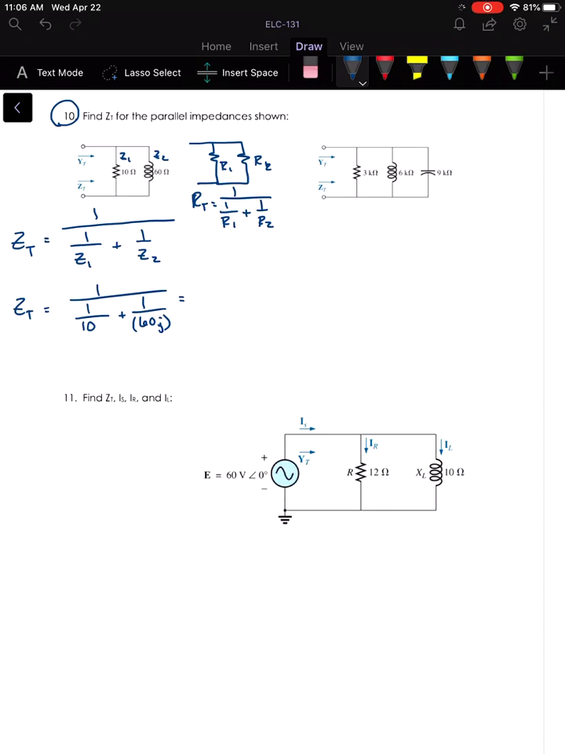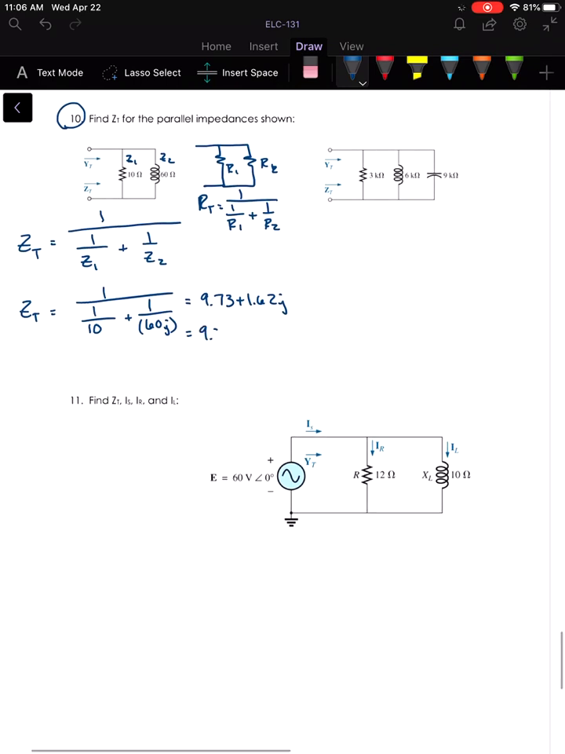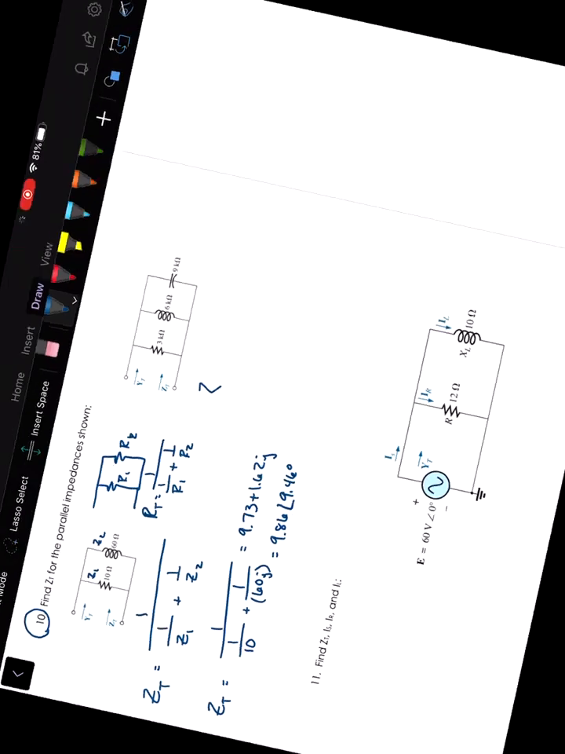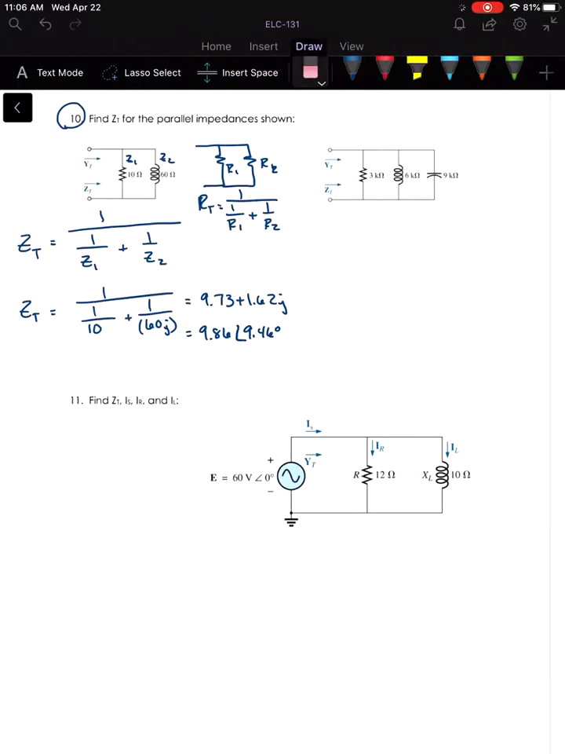Okay, so I'm going to give you the rectangular form of this, which is about 9.73 plus 1.62 times J, or the polar form, which is 9.86 at an angle of 9.46 degrees. Let's do the same thing for our second circuit.